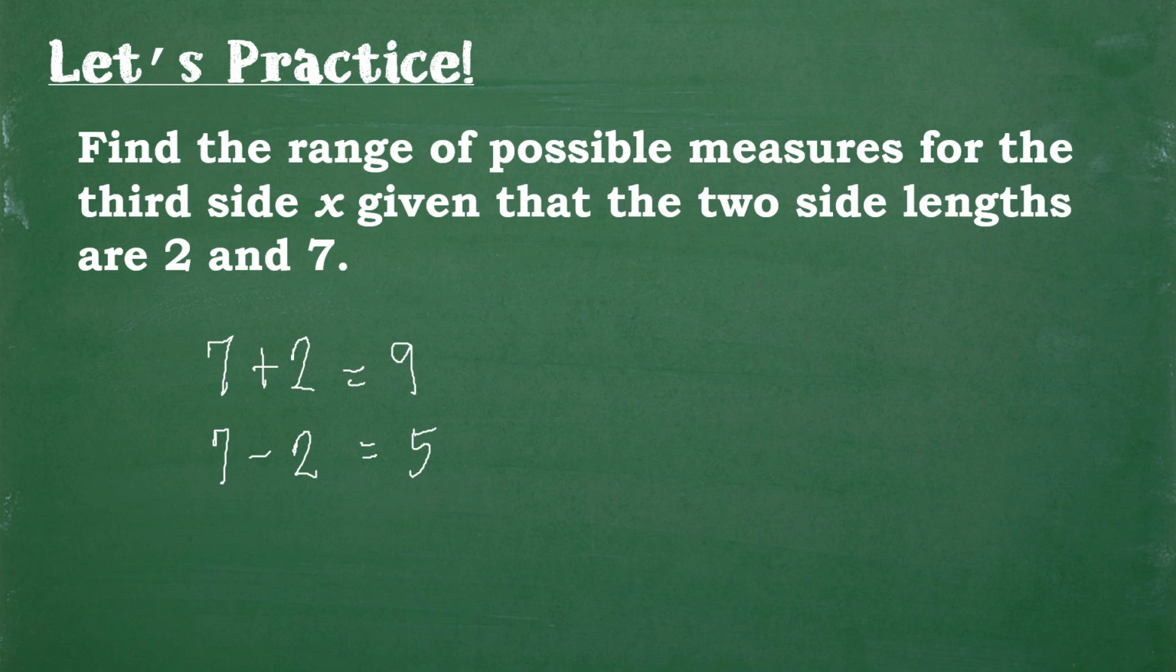Then we can write this in terms of a range in such a way that x is in the middle and you have the two values. So we have 9 as the maximum number and 5 as the minimum number. So x is less than 9 but greater than 5.